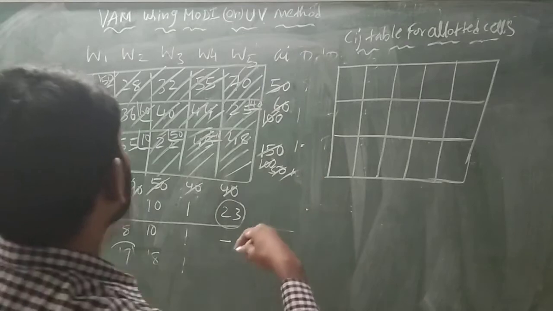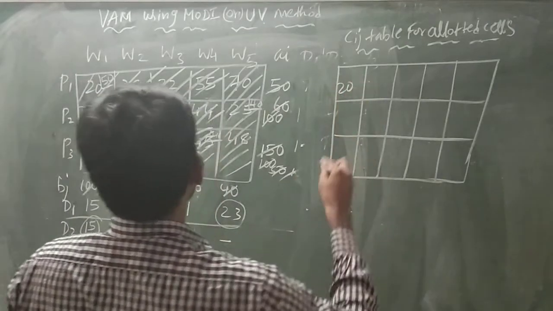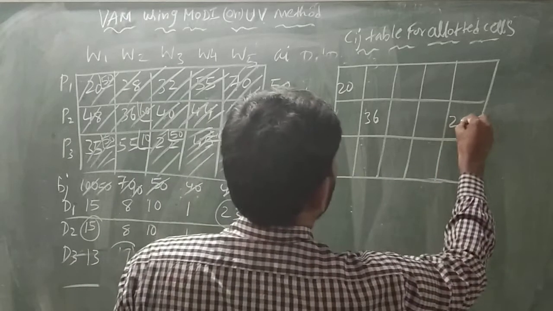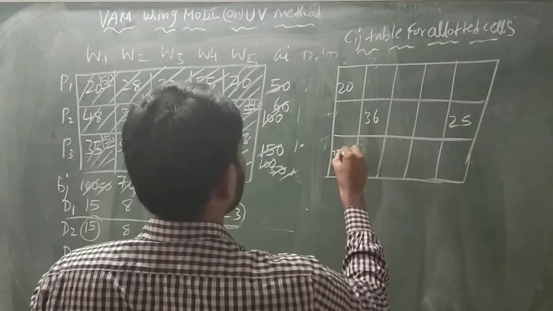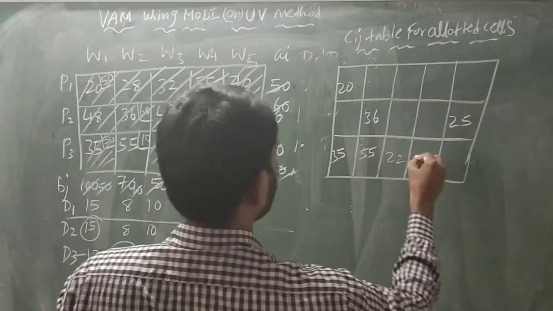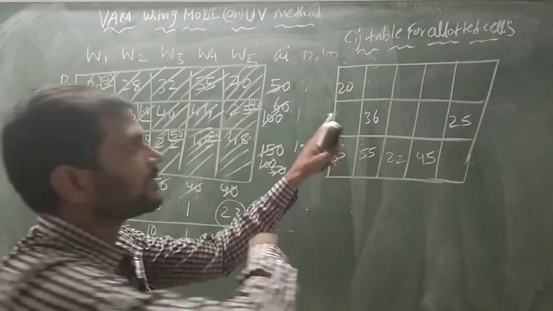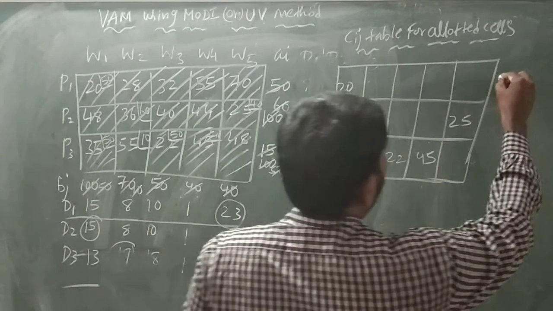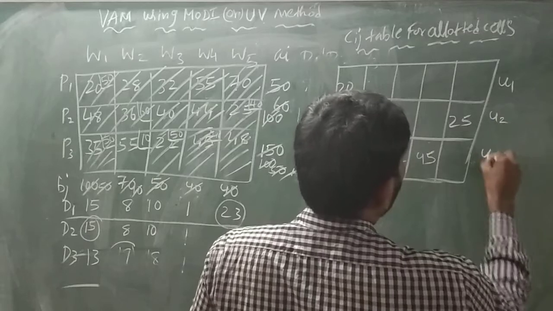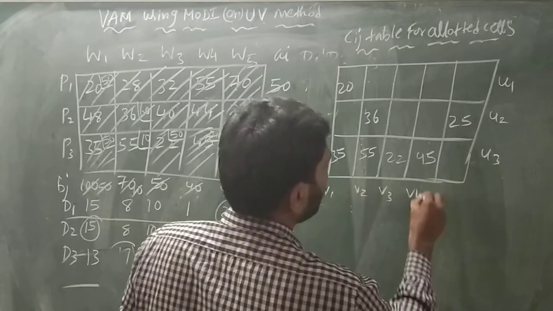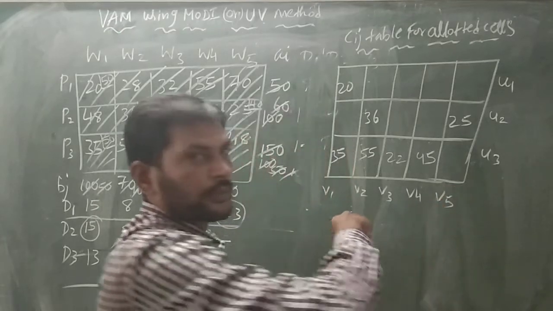So I write down only the values in allotted cells: 20, 36, 25, 35, 55, 22, 45. So this is the Cij table for allotted cells. So we find out U1, U2, U3, V1, V2, V3, V4, V5.